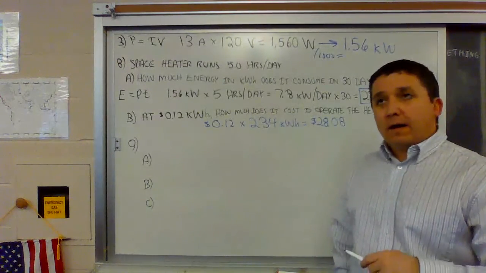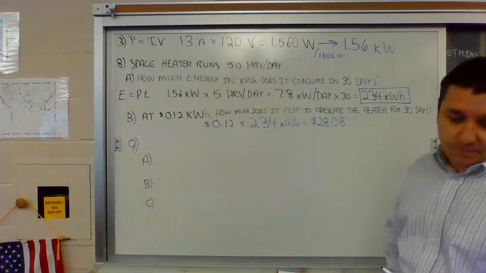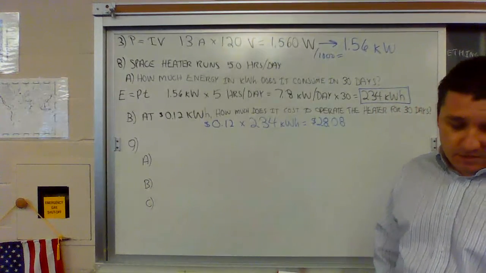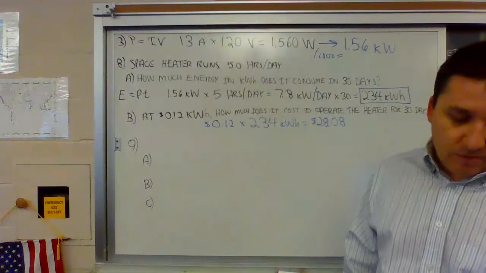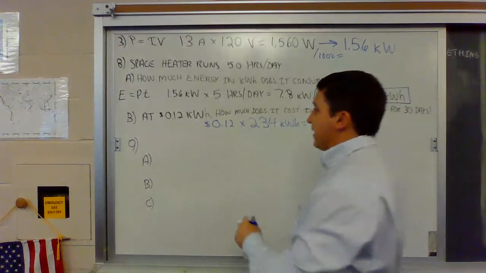Now, number 9. Number 9 says, and you have your copy there, a digital clock has a resistance of 13,000 ohms.